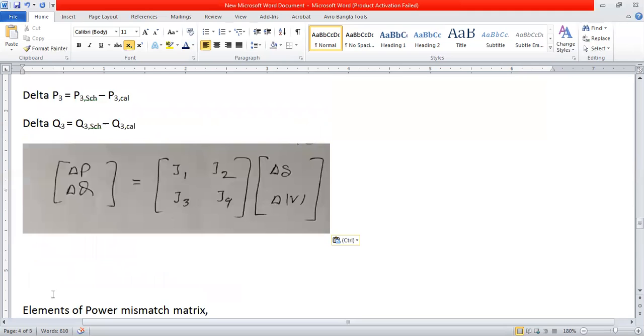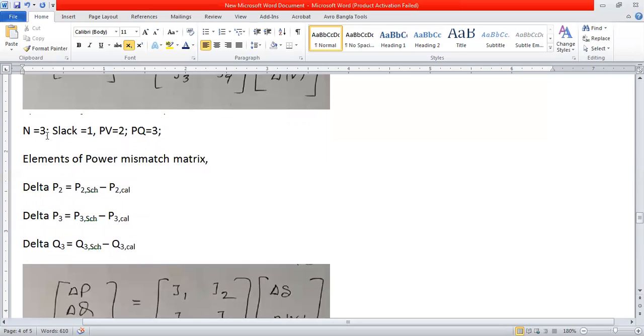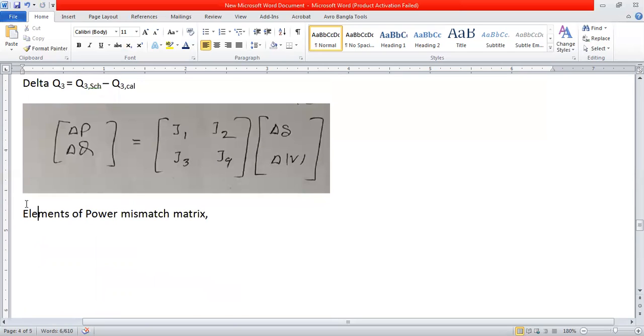So again, in our particular power system, the total number of buses is 3. Bus 1 is slack, bus 2 is PV, and bus 3 is the PQ bus. So now we have to find out the elements of the power mismatch matrix. The order of these elements is, at first we have to put down the voltage angle, and next the voltage magnitude. So this is the order.